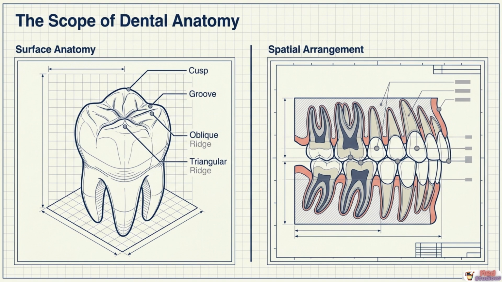The second level is spatial arrangement, how a whole row of teeth sits together in the arch, upper against lower, in a precise interlocking relationship. A single tooth's surface detail only makes sense once you see how it meshes with its neighbors and its opposing partner. This dual lens, zooming into a cusp, then zooming out to the full arch, is exactly how dental anatomy exams test you. They'll ask you to identify a ridge on a diagram, then ask how that same ridge functions within the bigger occlusal puzzle. Master both scales together.